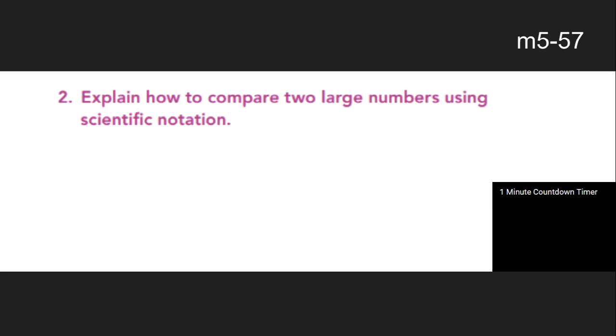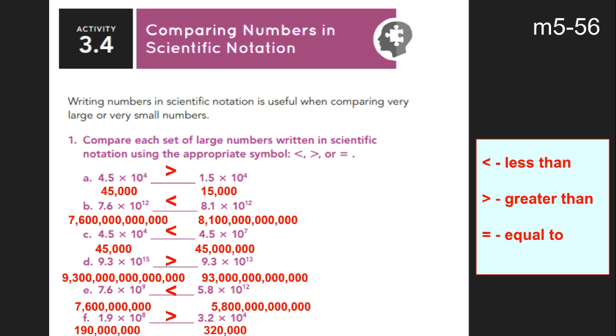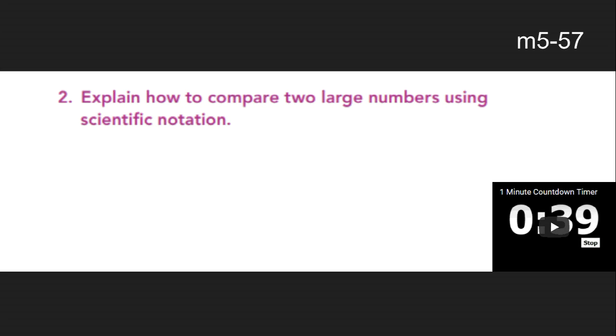All right, so let's move on to the next section on page M557, and at the top, question number 2 asks you to explain how to compare two large numbers using scientific notation. So again, going back to what we just did, it's just asking you to explain your steps or your process in this. So I'm going to give you about 1 minute in complete sentences, come up with an explanation of how to compare very large numbers like what we just did. Ready? Go.